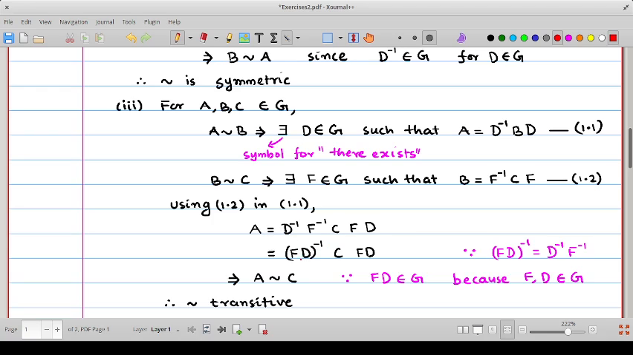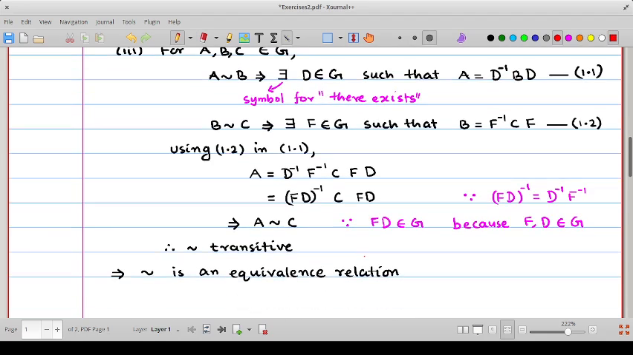So A is equal to FD inverse C FD. Now F and D are elements of the group G, and therefore this is some other element of the group by the closure property. So let us call it say H. So this is equal to H inverse C H, where H is an element of the group. That means A is conjugate to C. So A conjugate to C.